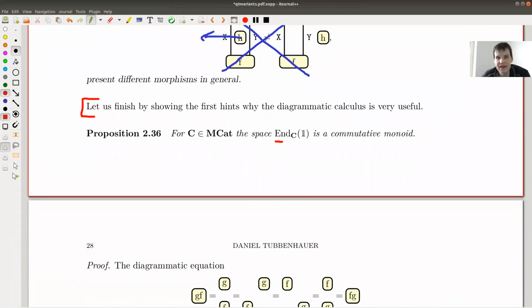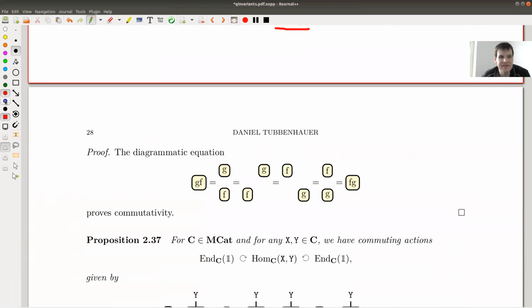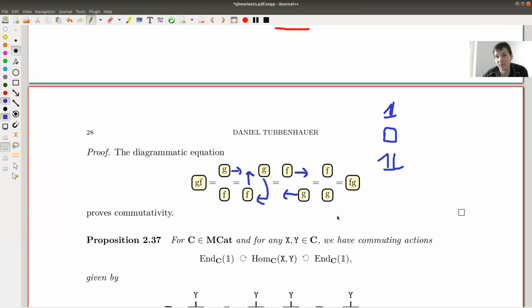So I claim that endomorphisms of the unit object is a commutative monoid, and it's a totally silly argument. I told you endomorphisms of the unit are just floating boxes, and you can just float them around. You pull G to the side, then all the way down and F up, and then pull F to here and G to here, and they have swapped order. That's it. You just have two boxes and you just did this operation. Very, very silly. And it's a one-line proof.